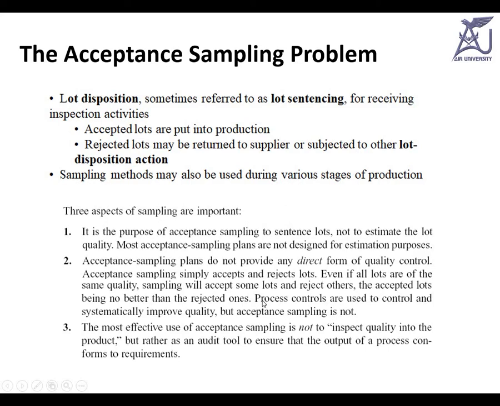The process control which we studied in SPC is used to control the quality, but acceptance sampling is simply an auditing tool. It is not going to improve the quality. It is just to give you a hint whether to accept the lot or reject the lot. The most effective use of acceptance sampling plans is not to inspect quality into the product, but rather as an audit tool, which we have already discussed.